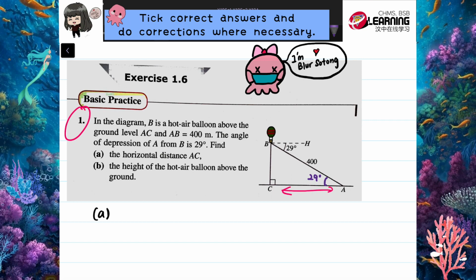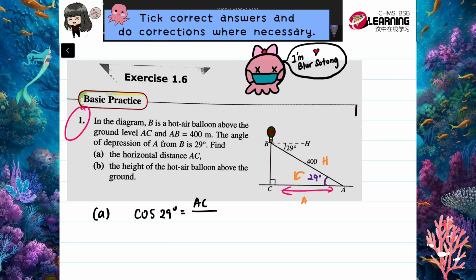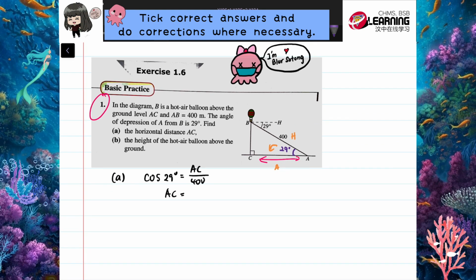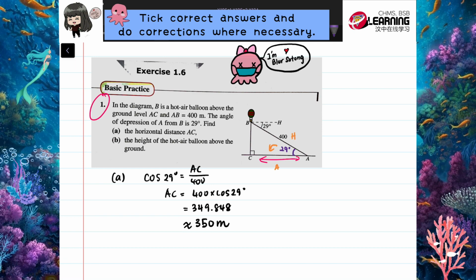So part A here, find horizontal distance AC. So this is adjacent, this is hypotenuse for your 400, so therefore we are using CAH, so cos 29 degree equals to AC over 400. So my AC will be 400 times cos 29 degree, which is 349.848. But after you round off is 350 meter. This is the answer for part A.